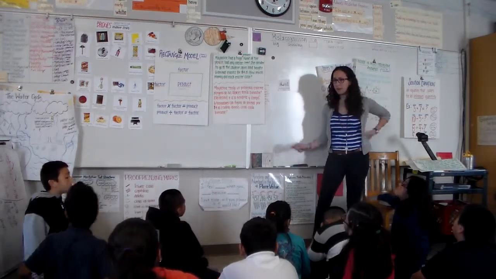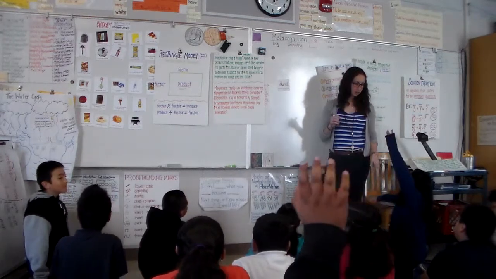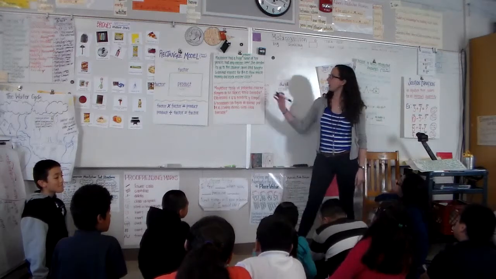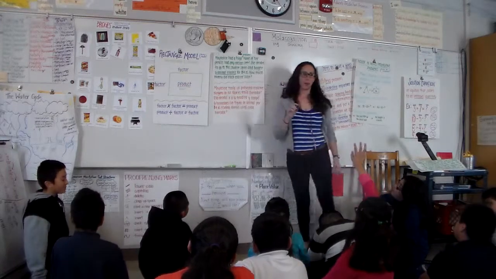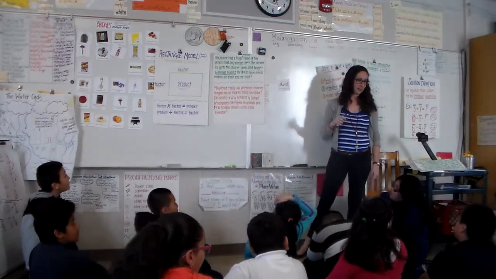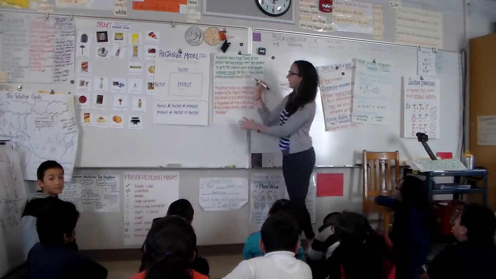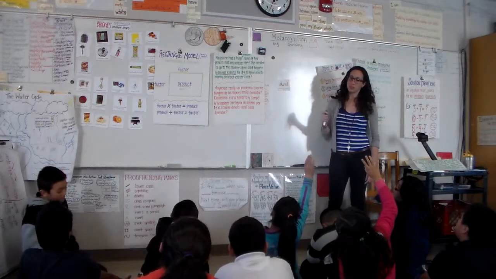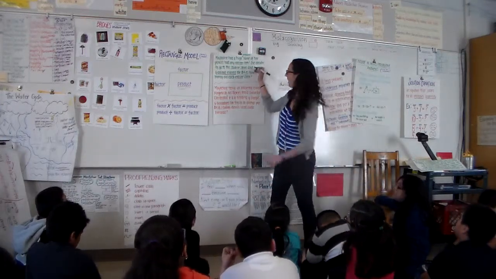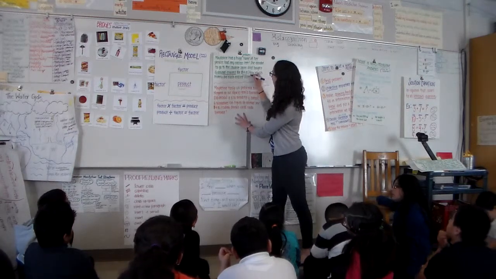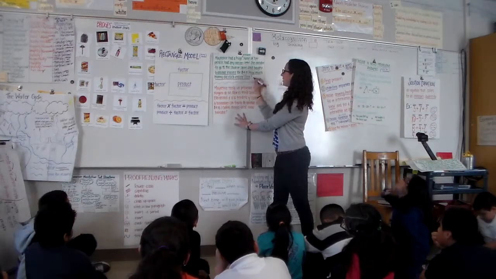Interesting. Okay, so now that we read our problem, let's underline our important information. 6 animal erasers. 6. All right, what else? $4.10. What else? How much money did each eraser cost? That's our question, right? So let's go ahead and put little brackets around it.